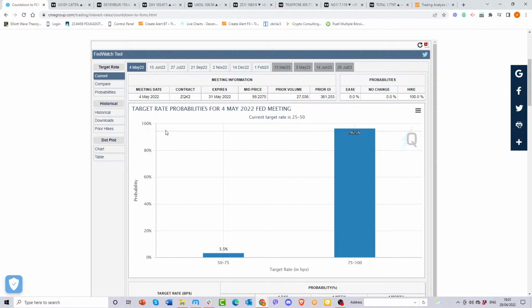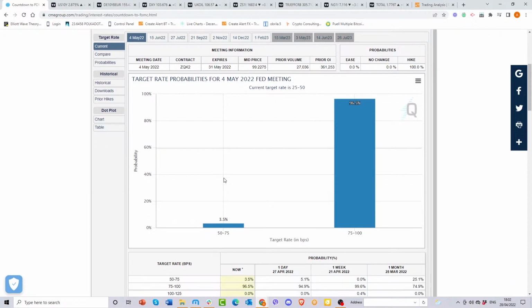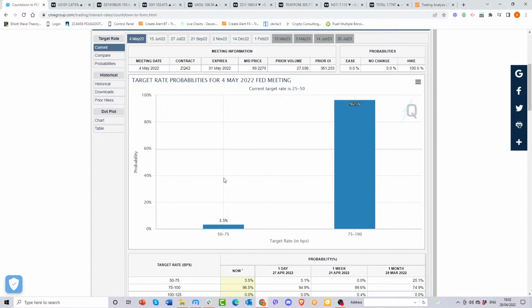So the first event we have in front of us is the 4th of May, which will be the next Fed meeting. Of course, Jerome Powell announced the 50 basis points most likely move up in interest rates. So as you can see, 96.5% on this CME Fed tool is already pricing a 50 basis point move.